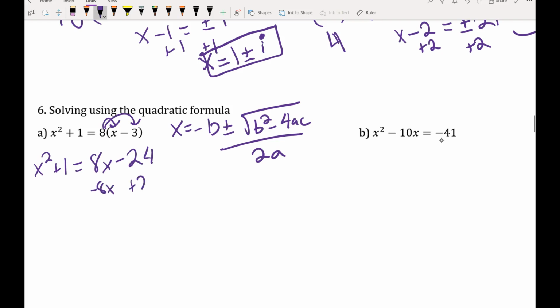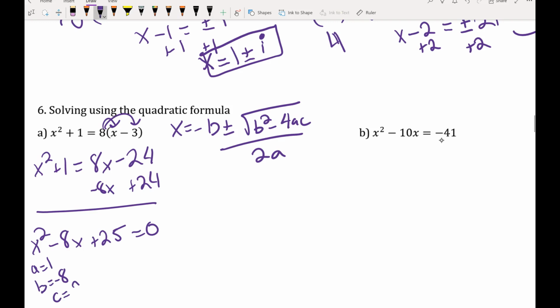Subtract 8x and add 24 on both sides, and we get x squared minus 8x, 1 plus 24 is 25, and now it's equal to 0. So that's in standard form. I can identify an a, a b, and a c, and start plugging into the quadratic formula.